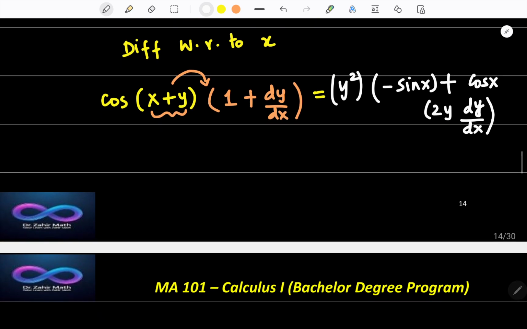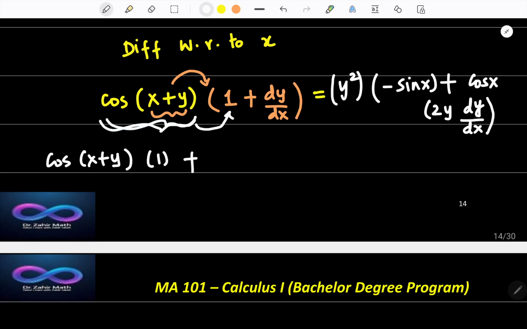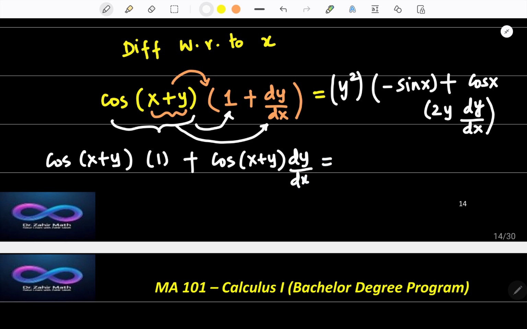That's it. What is that? Slowly we multiply everything. So now cosine of x plus y, this whole thing multiplied by this one. Okay. And then plus the whole thing, again I'll do it, the whole thing multiplied by this dy by dx. So cosine of x plus y multiplied by dy by dx, which is equal to, slowly do, nothing wrong. Here minus y square sine x, okay, and then plus cosine x times 2y dy by dx. Clear all of you?